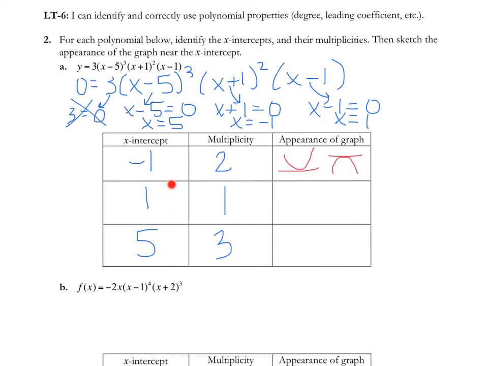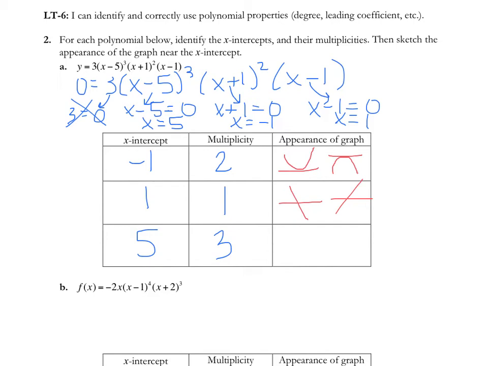Now the x-intercept 1 has a multiplicity of 1, and we found in our investigation during class that when something has a multiplicity of 1, near that x-intercept it's just going to cross, it's just going to go straight through. So either like this, or it might look like this. So this is what our graph is going to look like, one of these two possibilities near our x-intercept 1.